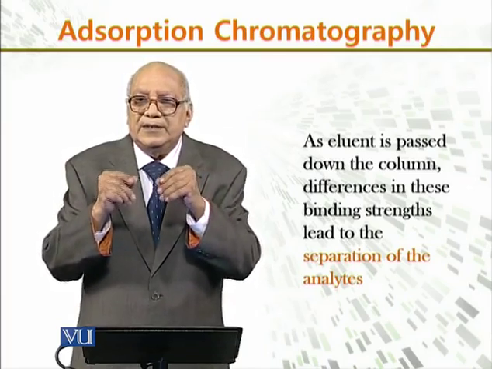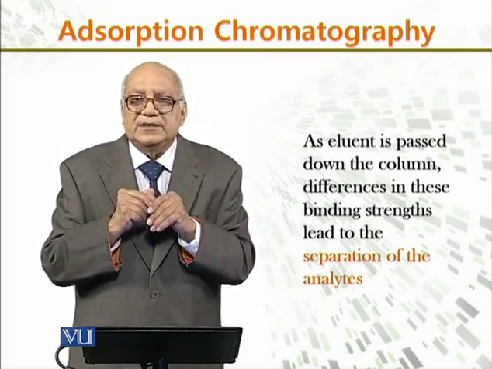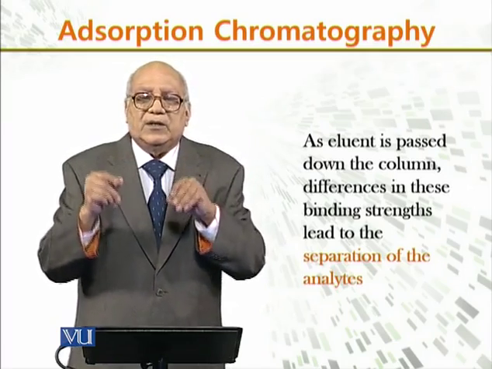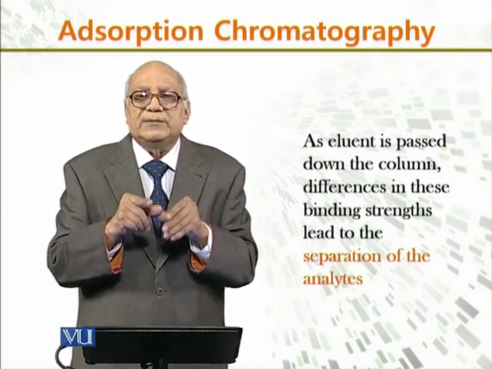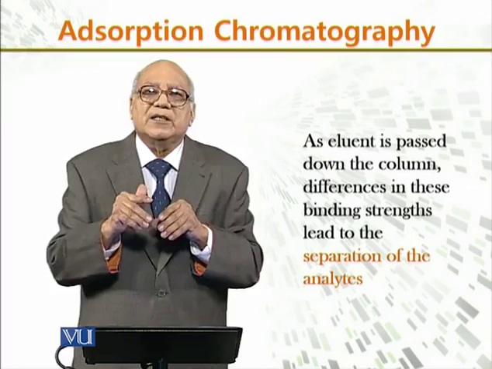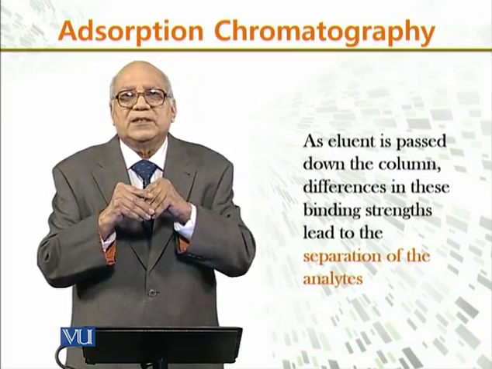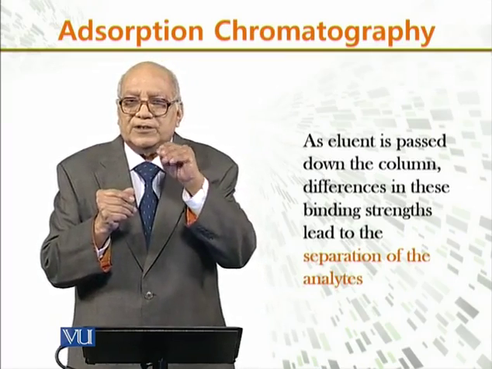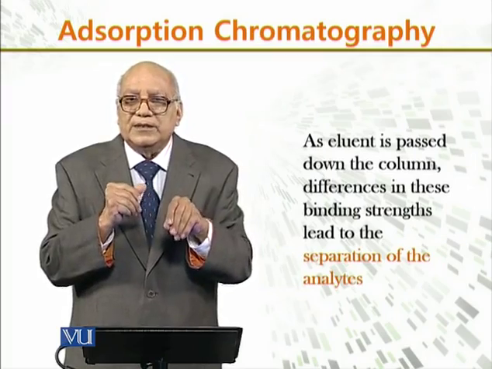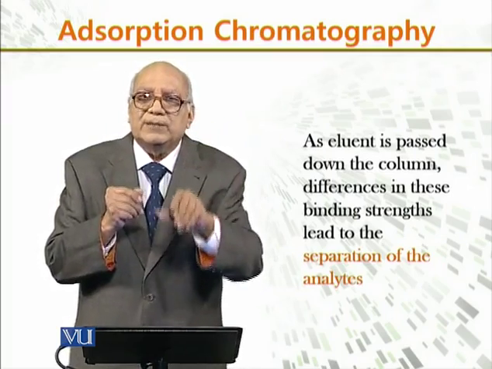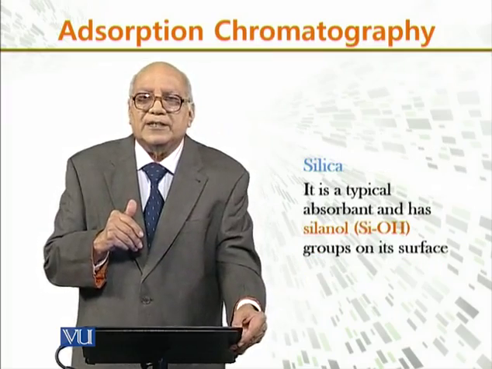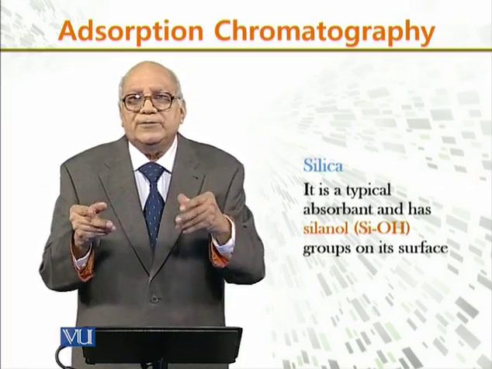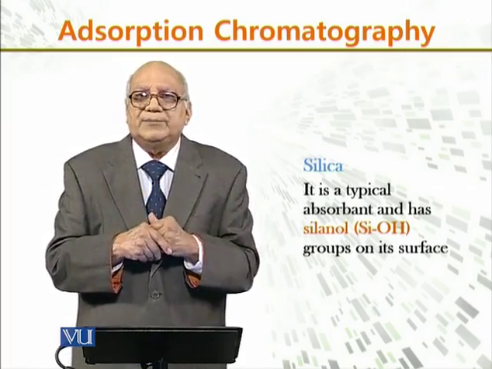Differences in these binding strengths lead to the separation of the analyte. So what happens is that different molecules are adsorbed in the column, and now you have to remove them. So you pass down different compounds, or eluent of different strength, which removes them from the binding sites.